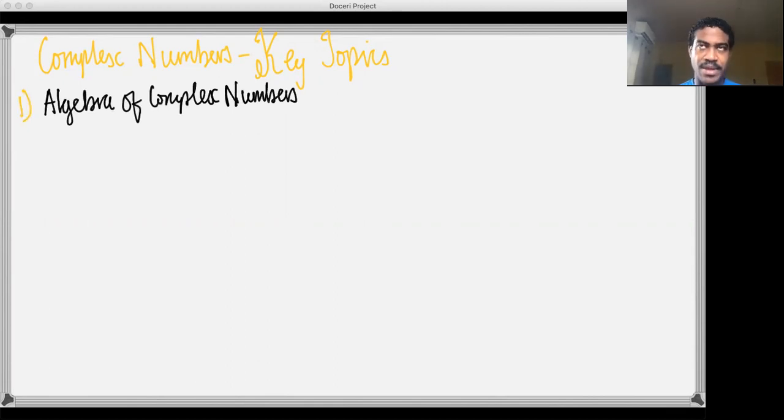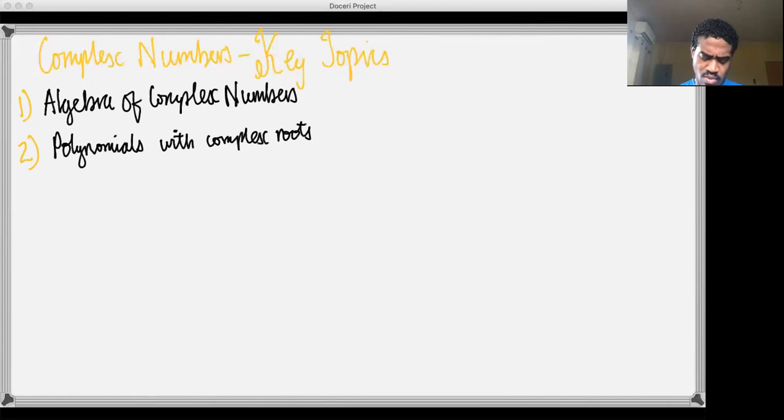The next topic we want to look at is complex numbers and the roots of polynomials, where complex numbers are concerned. So, polynomials with complex roots. That's what we want to look at next. In terms of that, we want to make sure we understand that.